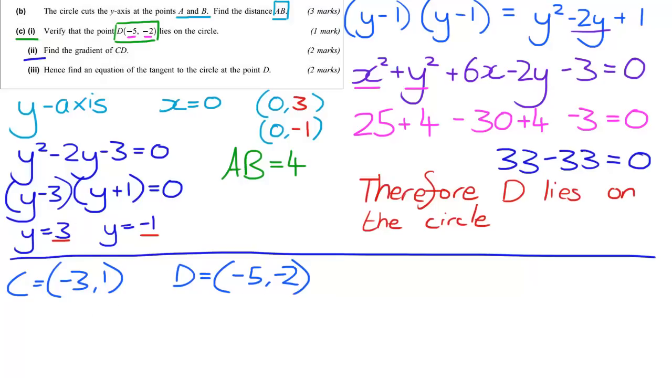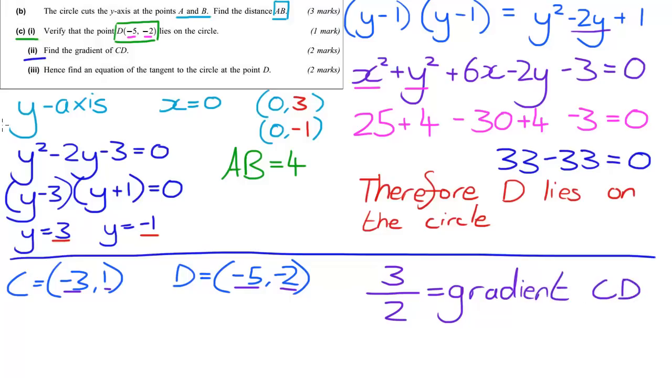So what's the difference here between these two y points, 1 and minus 2? Well, I think that's 3. The change in y is 3, and the change in x between minus 3 and minus 5, well, that's going to be a difference of 2. So that is our gradient. That is our gradient of CD. CD is 3 over 2, and then hence find an equation of the tangent.